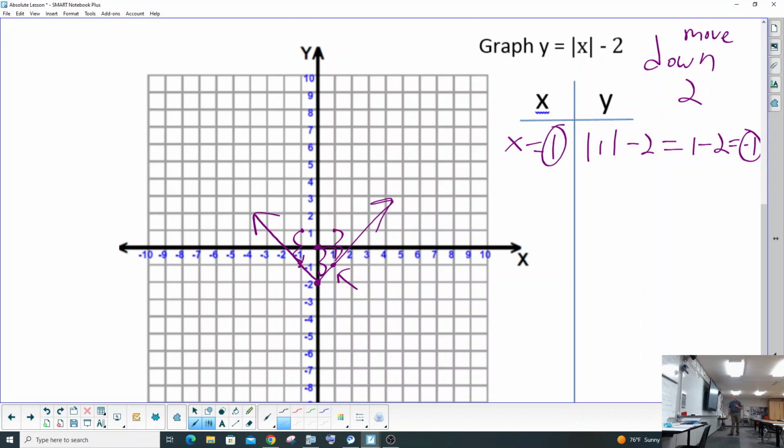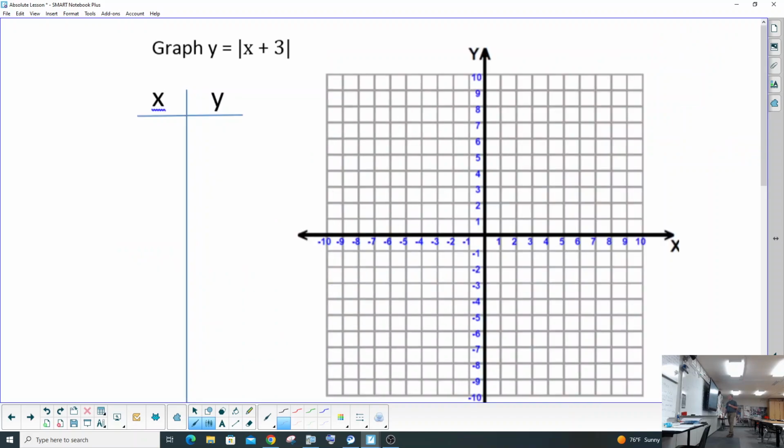Okay, now you're going to move to the bottom left. Did you already get your graph? Did you shift it down 2? So now we're going to go to the bottom left. And so the bottom left is going to be this one.